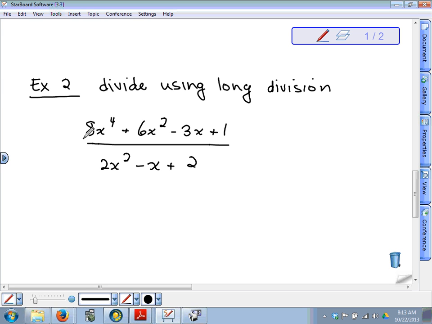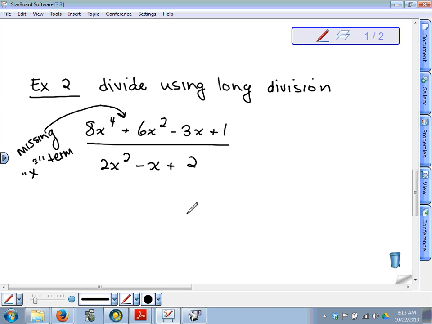Okay? Take a look at your dividend, the polynomial that's being divided. You notice it starts with an x to the fourth term, but skips right to an x squared term. You notice that, right? That's a problem. That will cause you to get incorrect answers when you perform the long division. Make a note of this. There's a missing x to the third term.